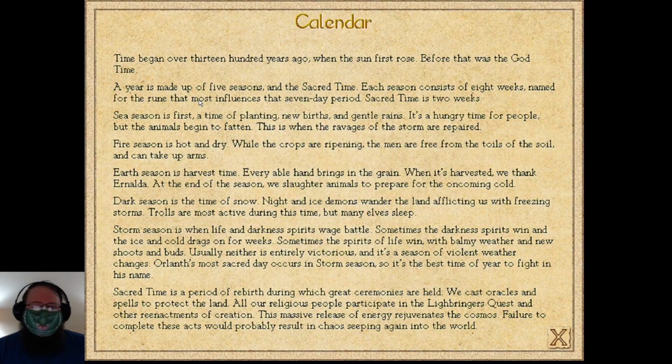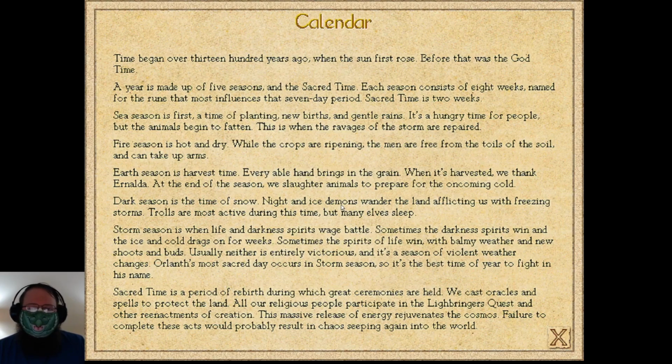Sea season is first, a time of planting, new birth, and gentle rains. It is hungry time for people, but the animals begin to fatten. This is when the ravages of storm are repaired. Fire season is hot and dry. While crops are ripening, the men are free from the toils of the soil and can take up arms. Earth season is harvest. Every able hand brings in the grain. When it's harvested, we thank Ernalda. At the end of the season, we slaughter animals, prepare for the oncoming cold.